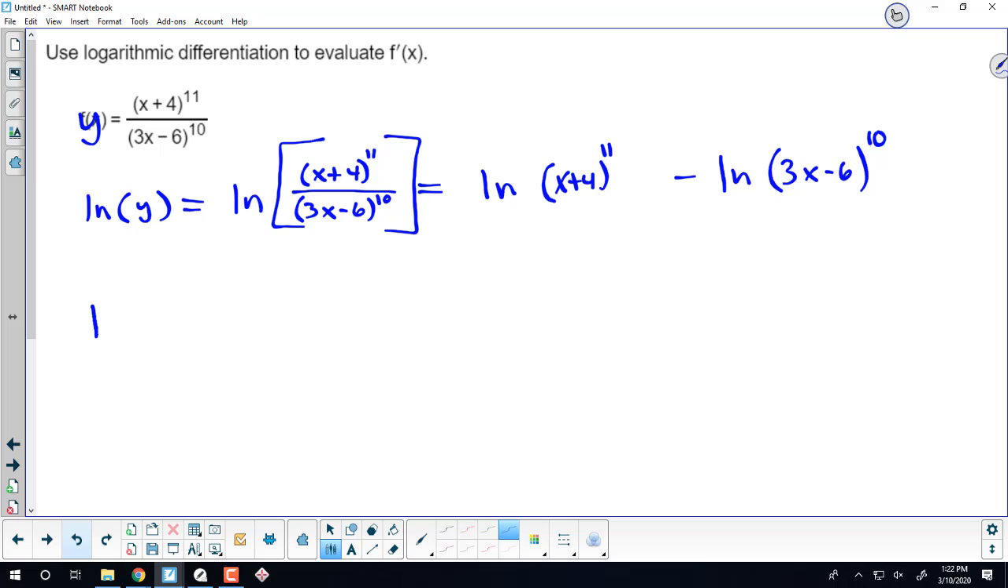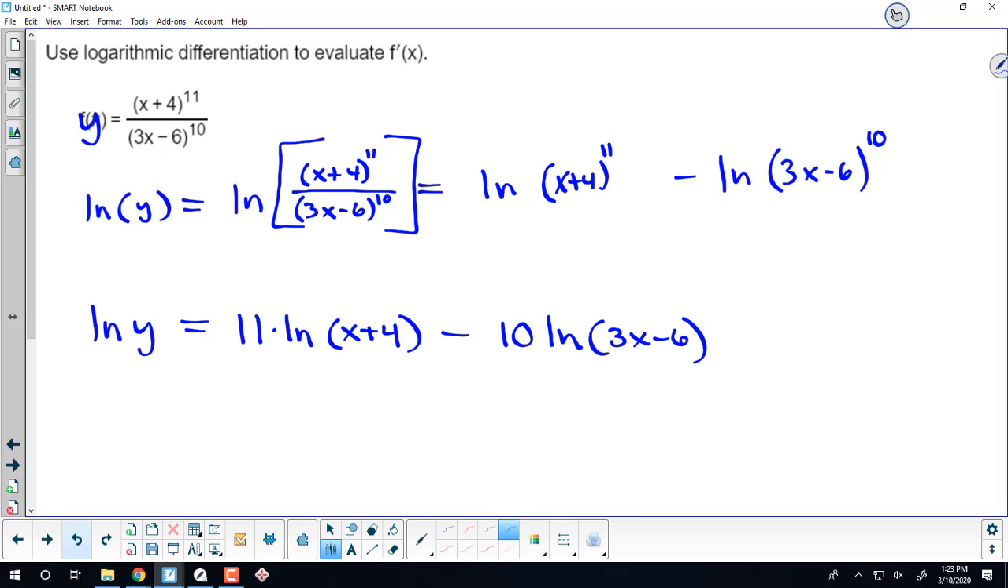Okay. There's one more thing we can do with that, because in both of those, we're taking the log of something that's raised to a power. So the powers can come out front to multiply the log of x plus 4, minus the power out front multiplying the log of 3x minus 6. Is everybody okay with what we've done there? So now it's totally simplified.